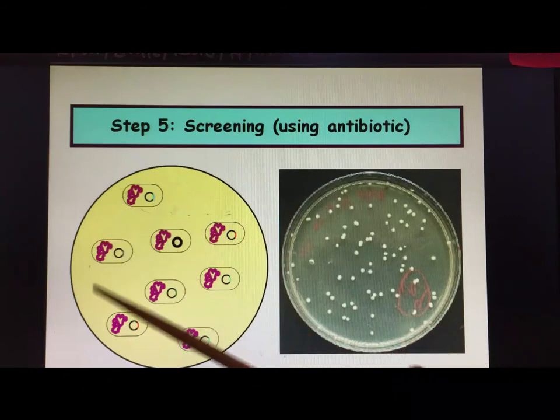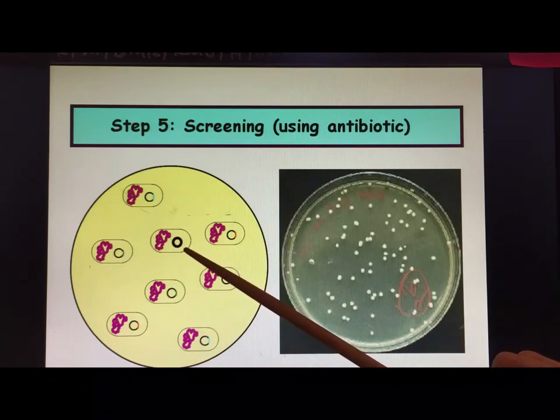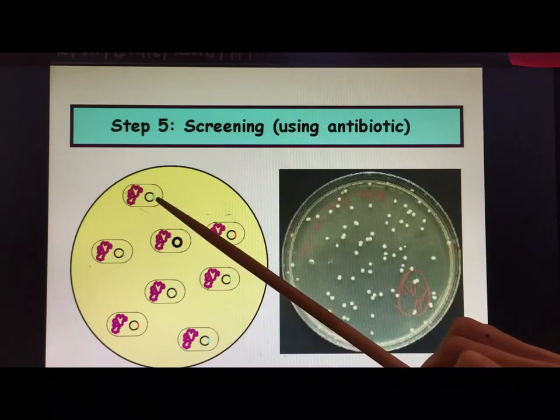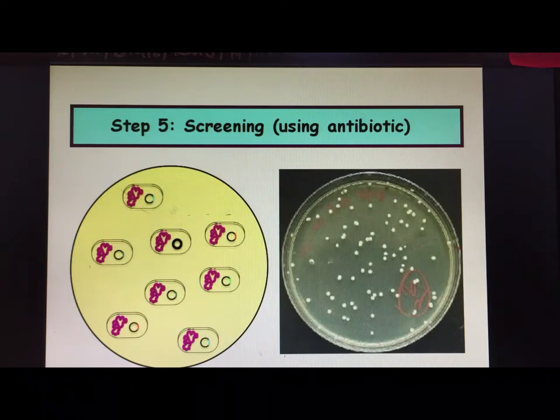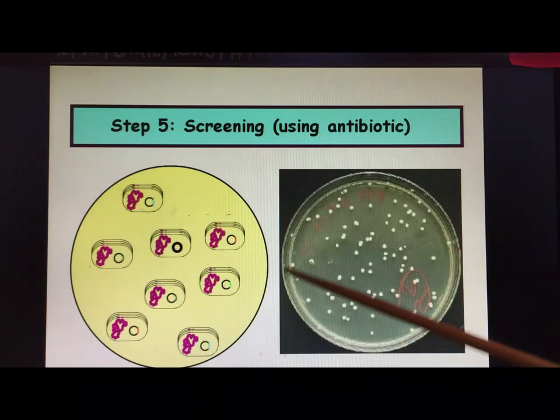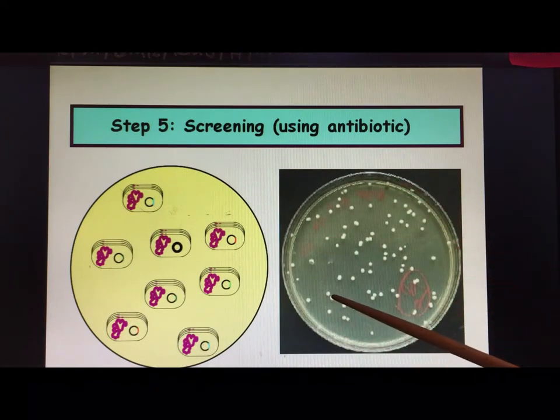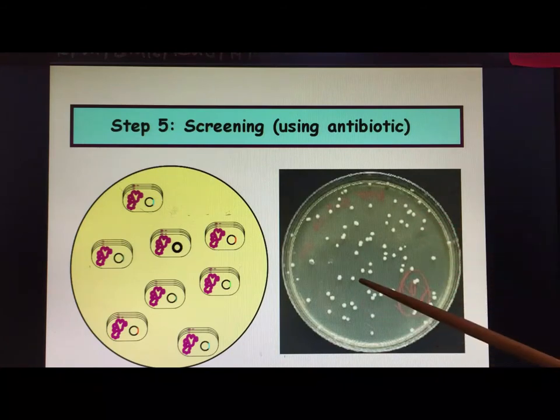The other host cells, whether they received the self-ligated plasmid, the wrong recombinant DNA, or the correct recombinant DNA, can live inside this medium and divide to produce a colony. So on the medium, you can only see white colonies. It cannot be differentiated whether a colony contains the self-ligated plasmid, the right recombinant DNA, or the wrong recombinant DNA.